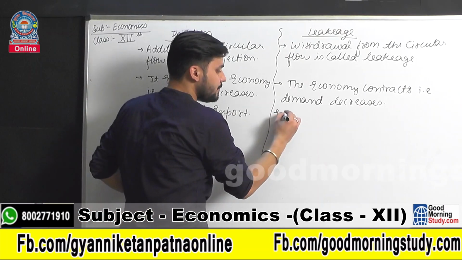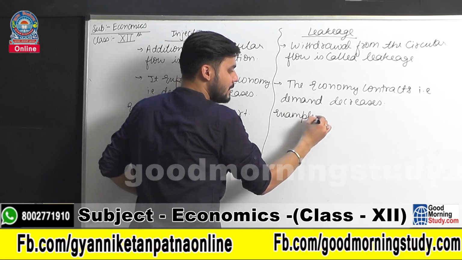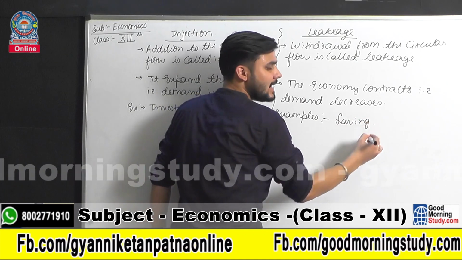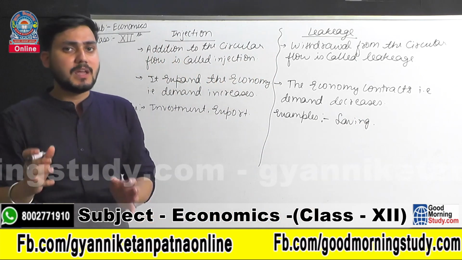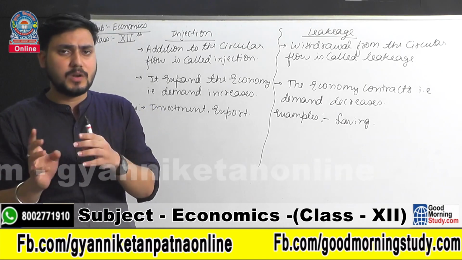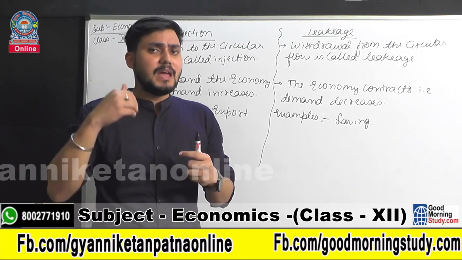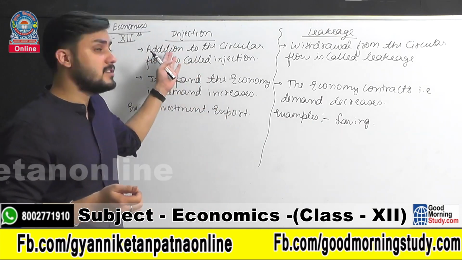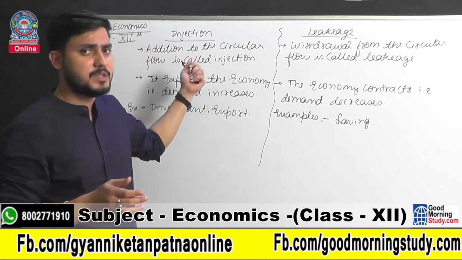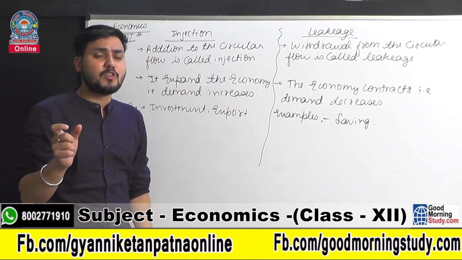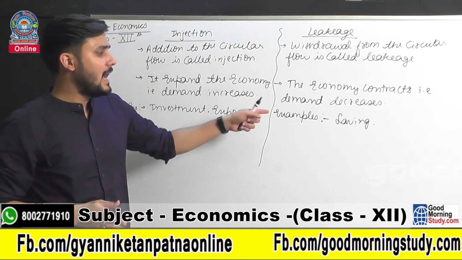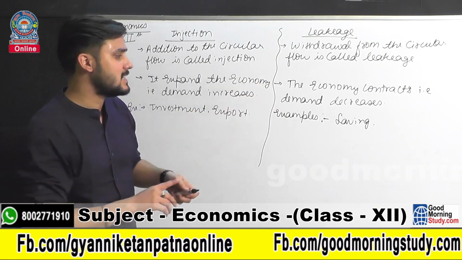Example of leakage is saving. Saving is leakage, because if we earn income, there are two parts of income. One is consumption and the next one is saving. Consumption is injection, because in case of consumption, the money goes to the economy. And saving is the part of money which is saved with the person, which doesn't go to the economy, and we call it leakage. So saving is leakage.